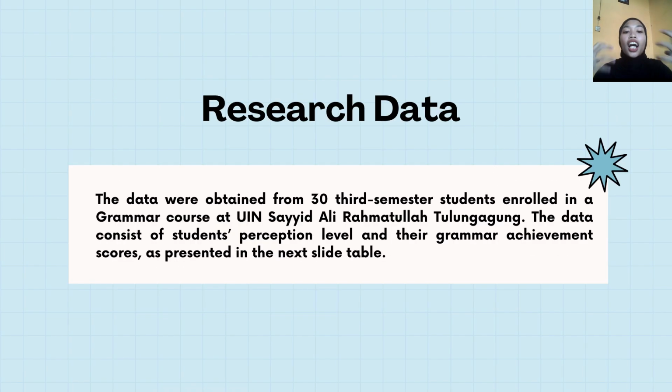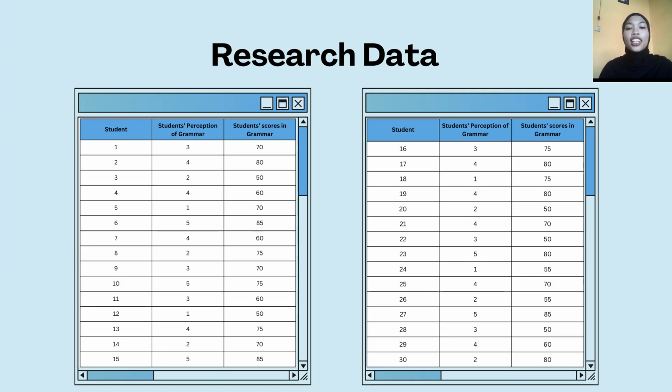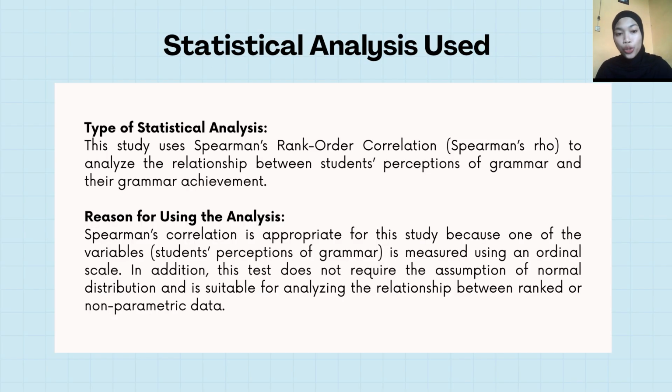The research data: the data were obtained from 30 third semester students enrolled in a grammar course at UIN Sayyid Ali Rahmatullah Tulungagung, and the data consists of students' perception level and their grammar achievement scores, as presented in the next slide table. Here is the table for the research data, it consists of 30 students from the third semester. We can see it in the table, and then for the statistical analysis used.